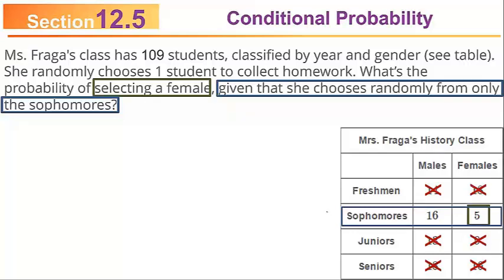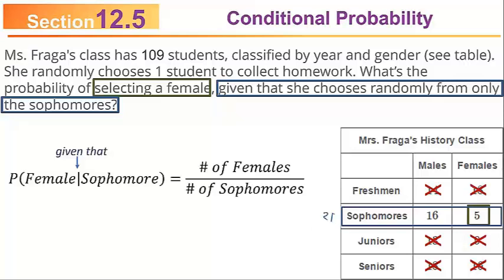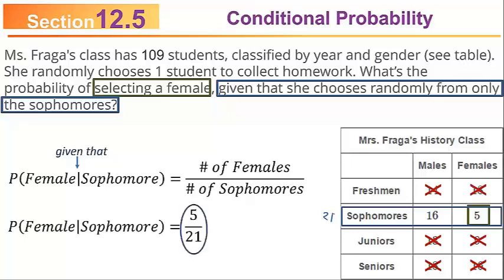Notice again, I said it, but I'll actually write it. There are 21 sophomores. So the probability that the student was female, given that the person was a sophomore, is going to be the number of females over the remaining things in the sample space, which are just 21 sophomores. So your answer is 5/21. Very simple if you understand what you're trying to do.